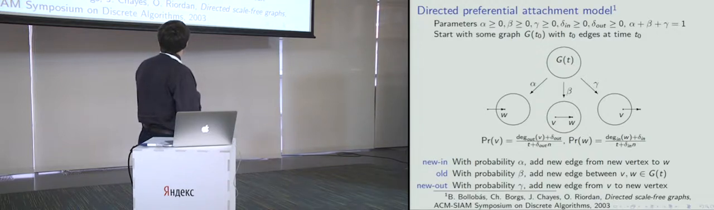The existing vertices are selected with probability depending on their out degree for the source of the edge and in degree for the target of the new edge. This model was presented by these authors 8 years ago. So we analyze some statistics in this model.